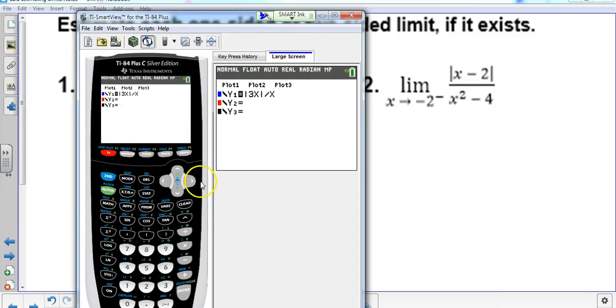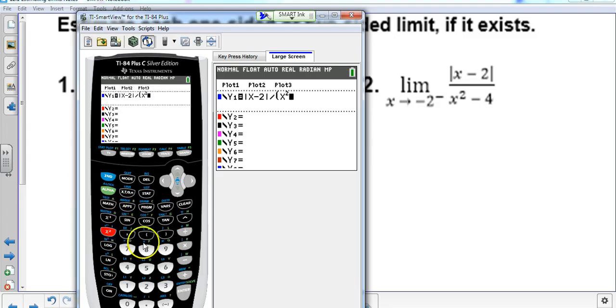Again, it has an absolute value. Absolute value of x minus 2, divided by, what do we need around the bottom, guys? Parentheses, right? x squared minus 4 is in the denominator.